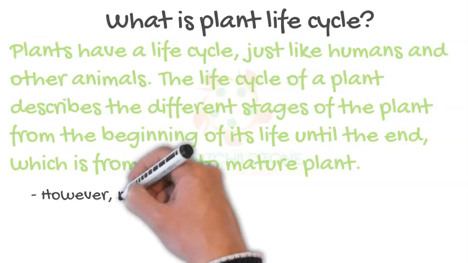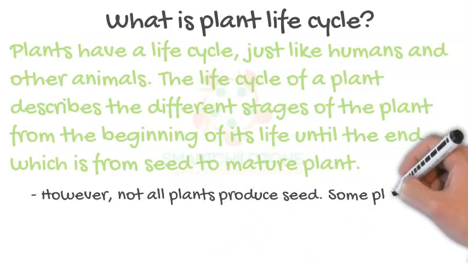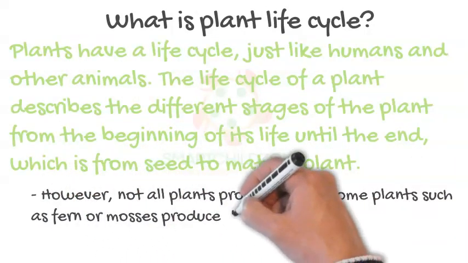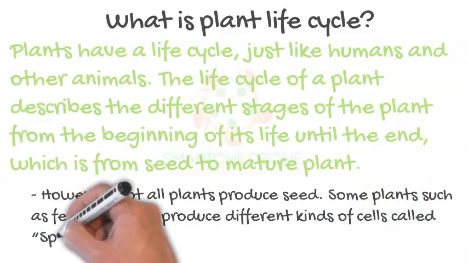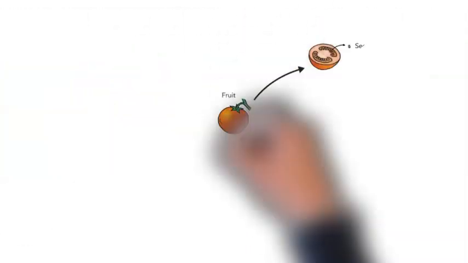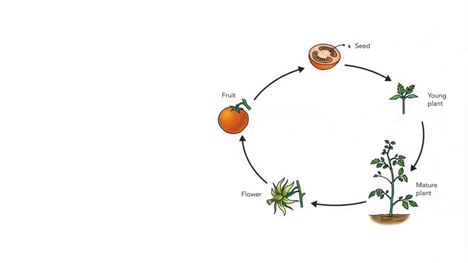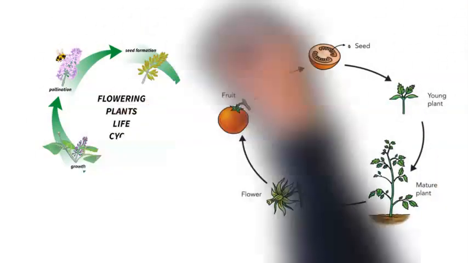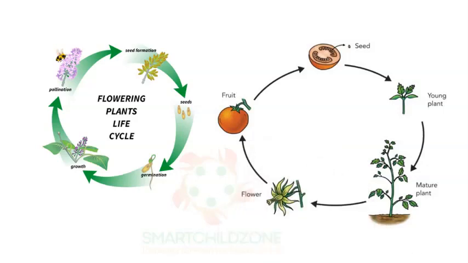However, not all plants produce seed. Some plants such as fern or mosses produce different kinds of cells called spores. When a mature plant falls on the ground or a fruit is being eaten and the seed is thrown away. Here is a life cycle of an apple.